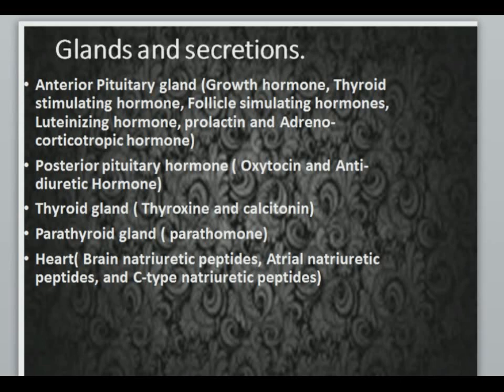Okay, we have the thyroid gland, which secretes two hormones, thyroxine and calcitonin. In a moment, you will have a brief explanation on their function. We also have the parathyroid gland, which secretes parathormone. Please, the parathyroid gland is found behind the thyroid gland, and we have the heart that secretes brain natriuretic peptide, and the other ones it secretes.